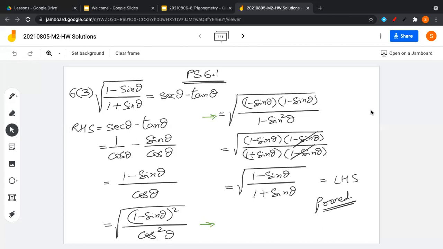So practice set 6.1, question number 6, part 3. This is very, very similar to example number 5 on page number 130. Only the LHS and RHS have changed. Also, the numerator and denominator have changed. So for this proof, because it is similar to example number 5, I have started from the RHS.